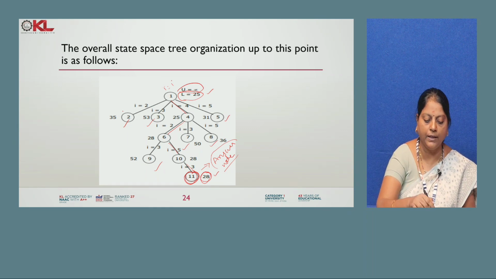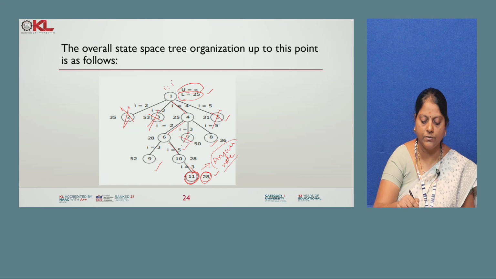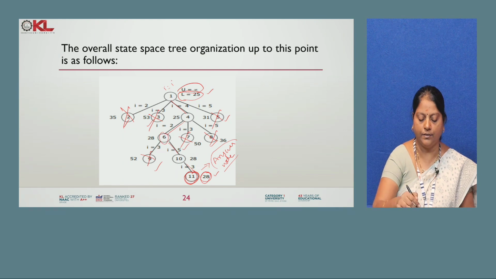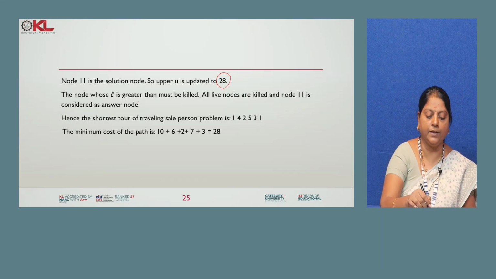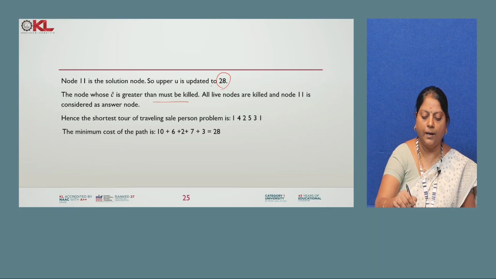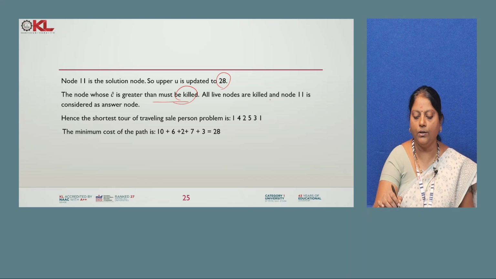So we have to kill this node, this one, and this one, this one, this one, this one. So only these nodes remain in this state space tree. So this is the path. If the cost is greater than the upper bound value, then those nodes must be killed. So all the live nodes are killed and node 11 is considered as the answer node.